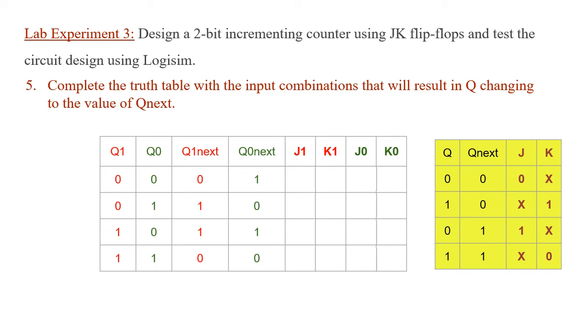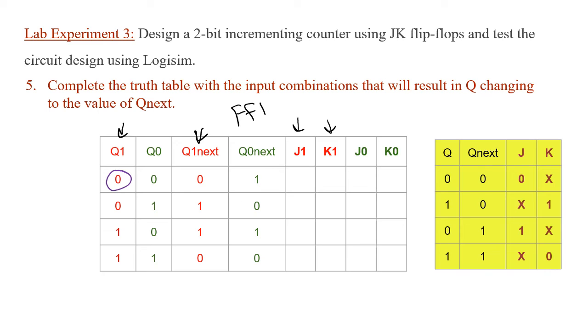In step 5, we're going to complete the state table with the input combinations for J and K that will result in Q changing to the value of Q next, with the help of the cheat sheet or the table that we've generated earlier on the right hand side. We're going to start with Q1 next, and determine J1 and K1 that will help us reach Q1 next given Q1. We're going to start with these because notice that they all belong to flip-flop number 1. So let's examine the first case here.